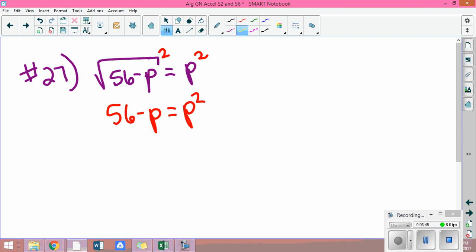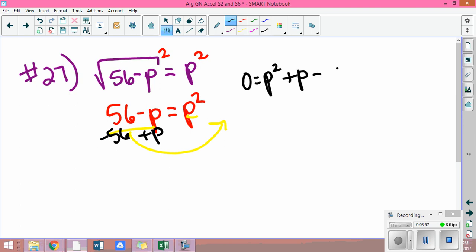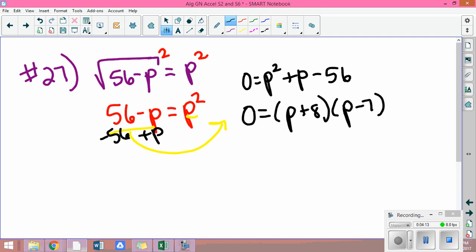I never want to factor with a negative p squared, so I'm going to move both of these over here. So I'm going to subtract 56 and add p. So I have 0 is equal to p squared plus p minus 56. Well, what are the factors of 56 that will add or subtract to make 1? This will factor into p plus 8 and p minus 7. Again, quick check, positive 8p, negative 7p, positive 1p, 8 times negative 7, there's my negative.